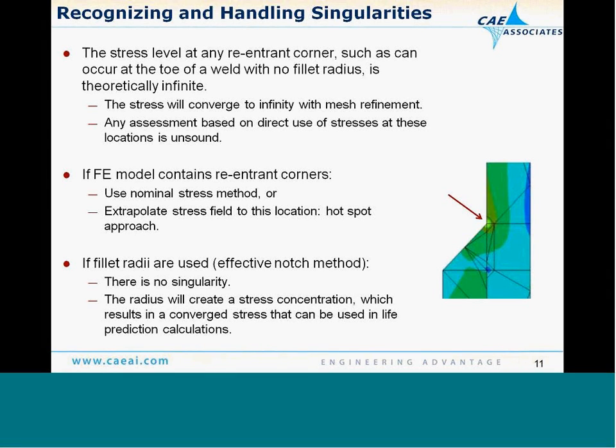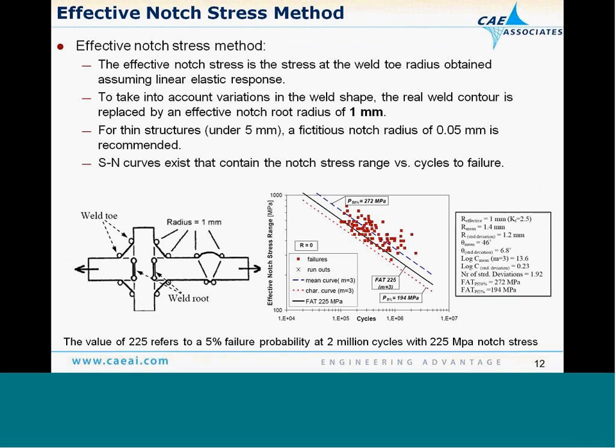And the way we do that analytically is we use what's called the effective notch method. Because once I put a small radius at the toe of the weld, now, as I refine the mesh, I will converge on a stress value. Now I have a known stress value that I can plug into my SN curves and predict the fatigue life of my structure. So the effective notch method is where we explicitly model the local weld profile and we put a local fillet radius at the toe of the weld.